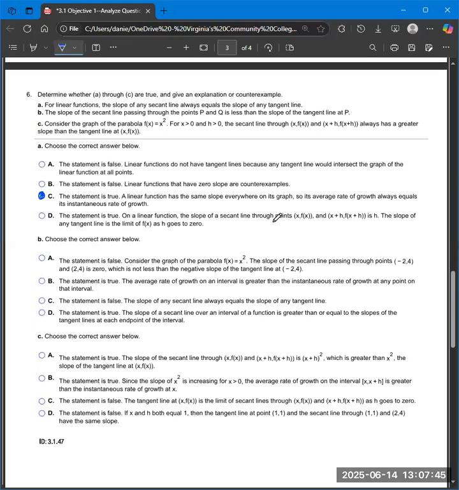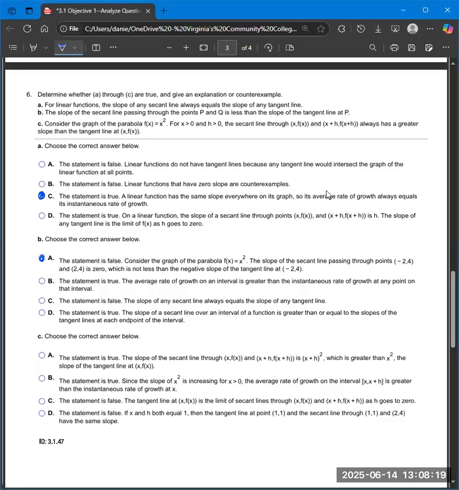Let's see, statement B says the slope of the secant line passing through the points P and Q is less than the slope of the tangent line at P. Note, we just gave a counterexample. Well, the slope of the secant line passing through the points P and Q is less than the slope of the tangent line at P. The statement is false.